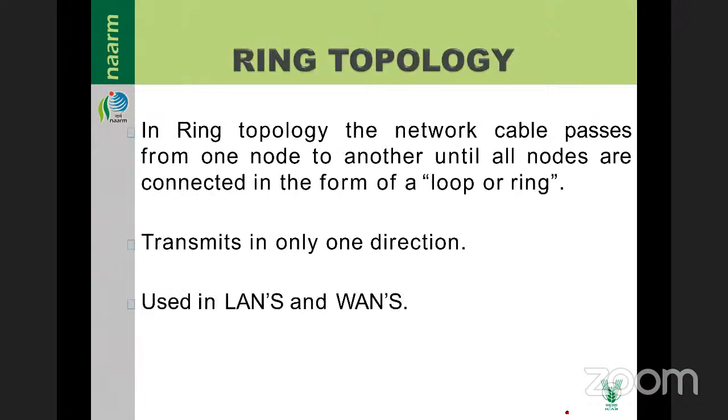Next is ring topology. The network cable passes from one node to another node until all the nodes are connected in the form of a loop or ring. Every node should be connected. If only one node is connected, it will not work. It transmits the signal in only one direction. It will not go in a different direction.